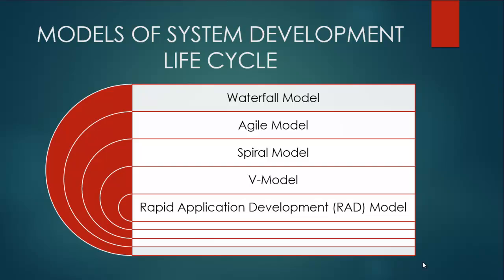One of such models is the waterfall model. We have the Agile model, we have the Spiral model, we have the V model, and we have the rapid application development model. So we start by looking at the waterfall model. The waterfall model is a software development model that follows a linear and sequential approach, where each phase of the development process must be completed before proceeding to the next one. A stage has to be completed before you go to the next stage of the development process.